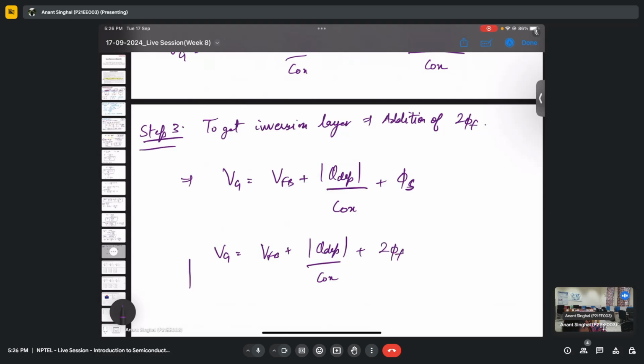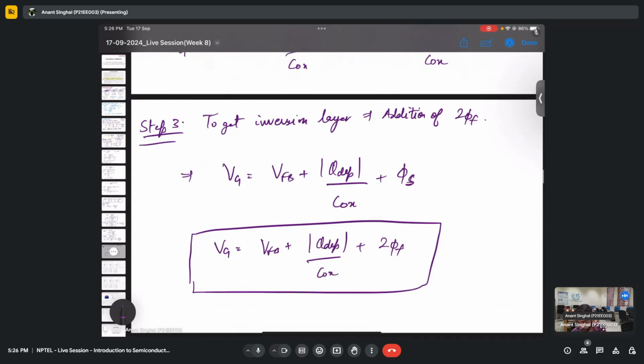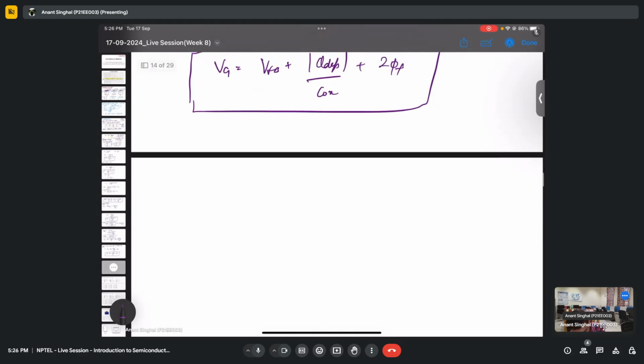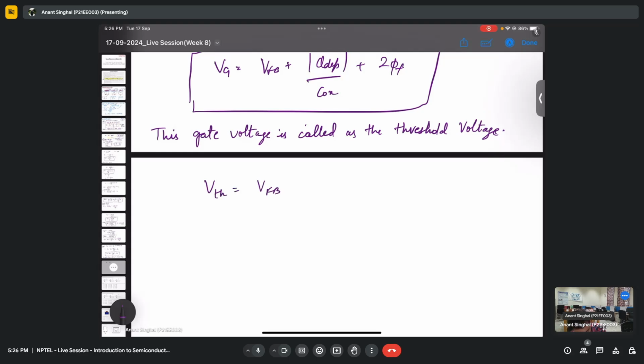Now this particular gate voltage, once it is applied, we are getting into the inversion. What do we call this gate voltage now? Threshold voltage. This is how we calculate the threshold voltage region by region, and we get to know how this threshold voltage comes. So we have a final relation: it is nothing but VFB plus Q depletion by Cox plus 2 phi f.